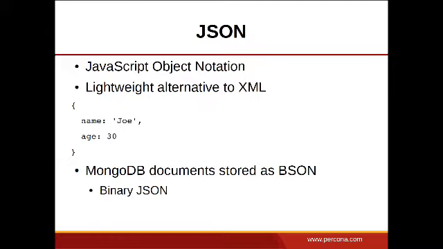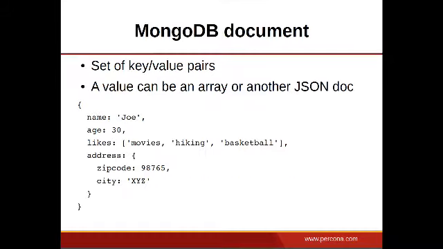So this is one of the reasons why developers love MongoDB, because it speaks JSON natively, which is not the case of MySQL. Now, MongoDB is a document-oriented database, so all records, let's say records, are actually documents. So what is a MongoDB document? It's simply a set of key-value pairs.